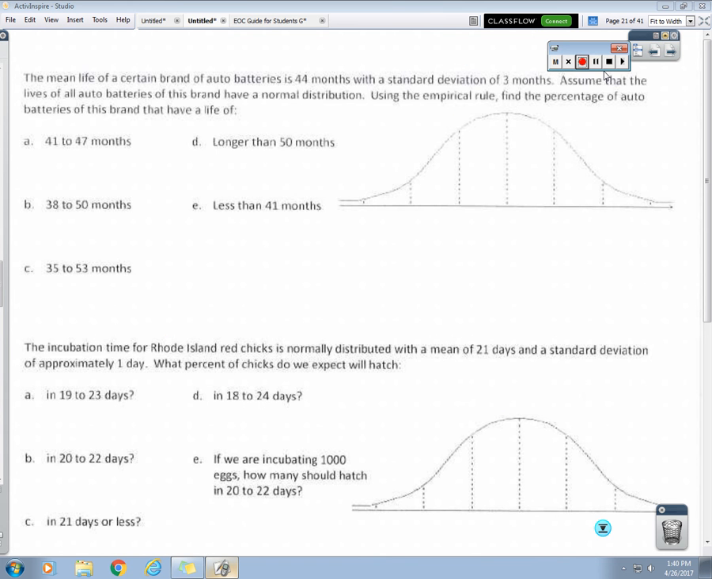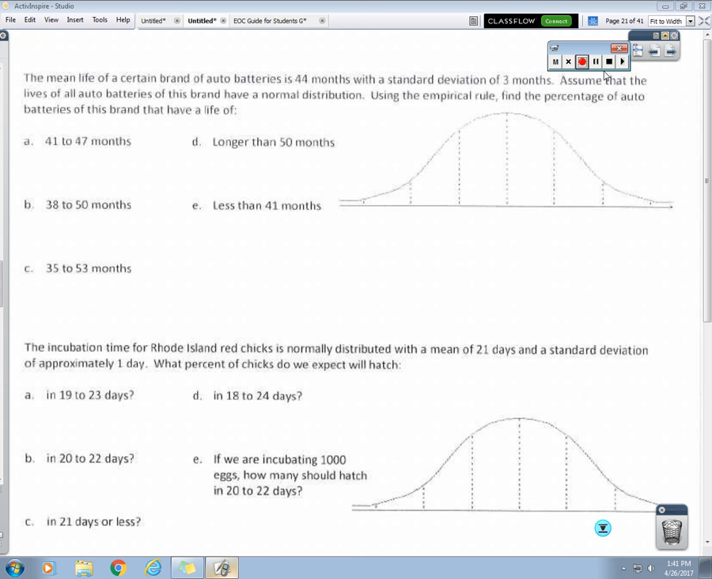The mean life of a certain brand of auto batteries is 44 months with a standard deviation of 3 months. Assume that the lives of all auto batteries of this brand have a normal distribution. Using the empirical rule, find the percentage of auto batteries of this brand that have a life of, and then you'll be answering A through E. But the first thing we have to do is what?